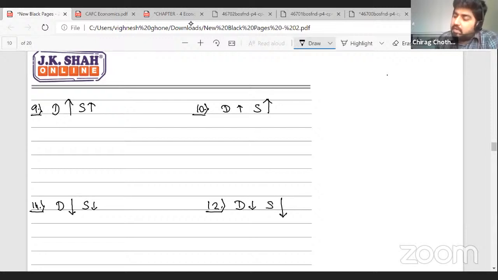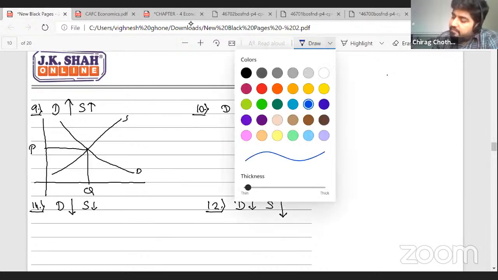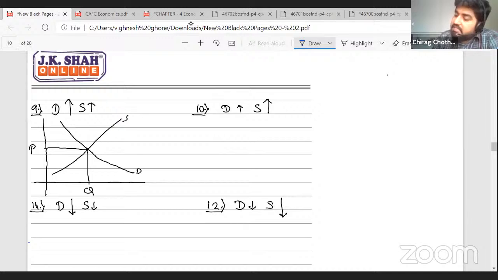Okay. Now, this is our demand curve. This is our supply curve. This is our original equilibrium quantity and original equilibrium price. Now, the things are slightly different here, students. The change in demand is more than the change in supply. Okay. So now look at this very carefully. The demand is increasing, but in a greater proportion as compared to the increase in supply.